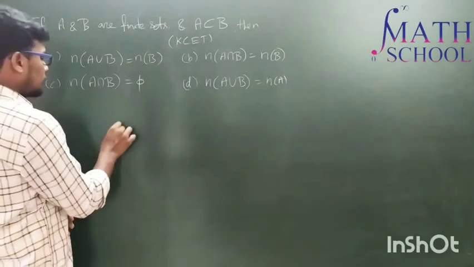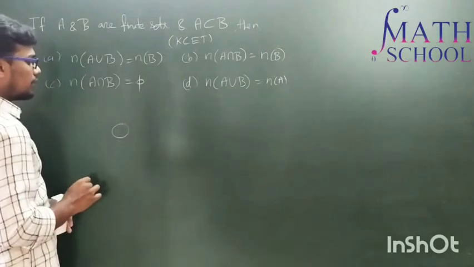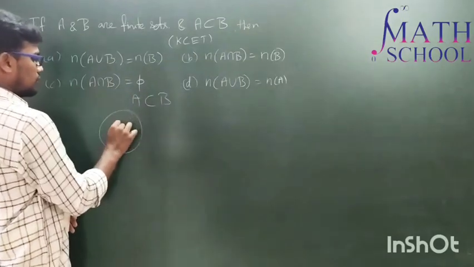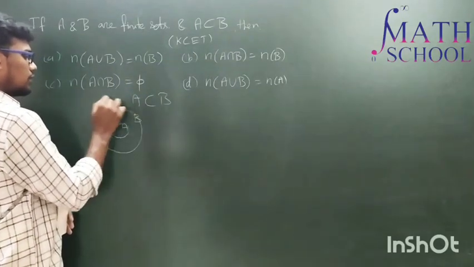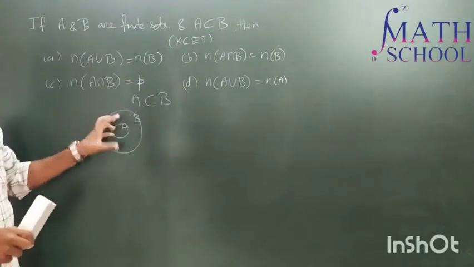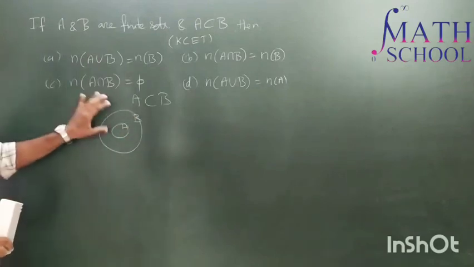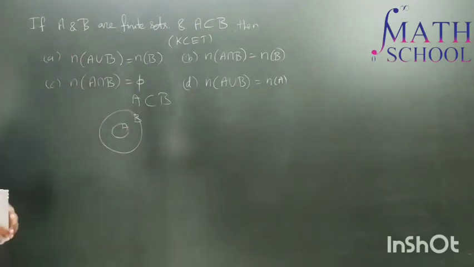We can do this simply in a Venn diagram manner. It is given A is a subset of B. So let me take this as our A and this as our set B. This diagram shows A is a subset of B. So by making use of this diagram itself, we can conclude it.